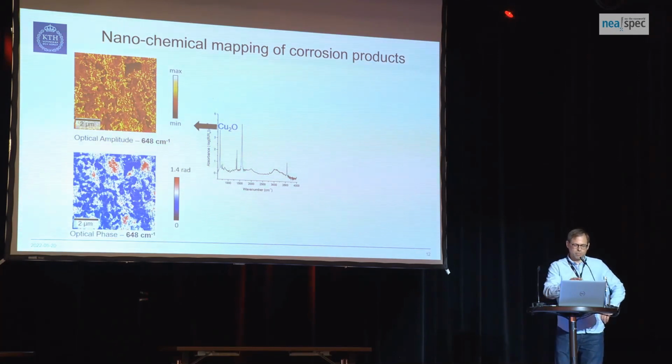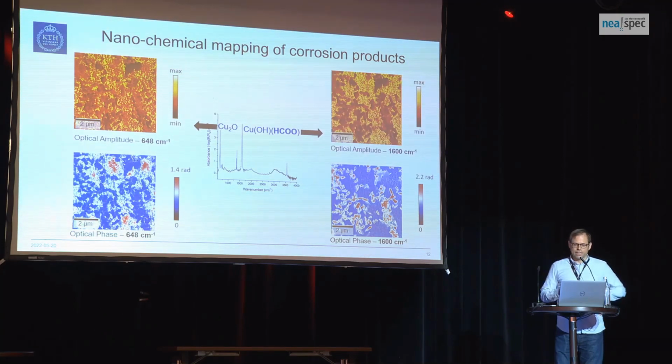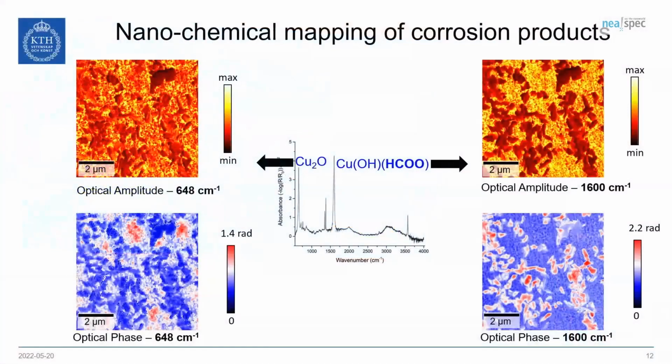Here you can see a map of the copper oxide, 648 wave numbers. This is really low, so I think it's a very nice complement to the other one. And if we look at 1600 in exactly the same area, we can map the copper hydroxy formate.